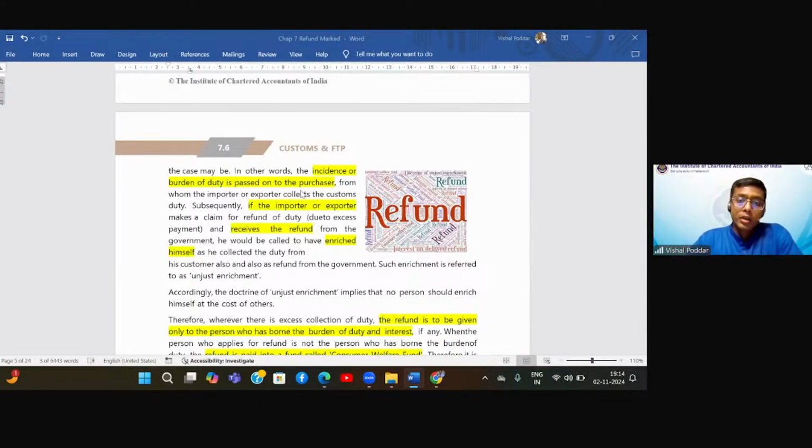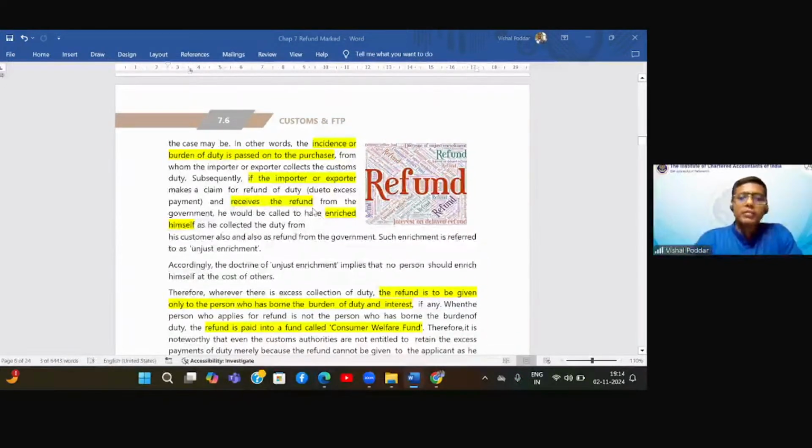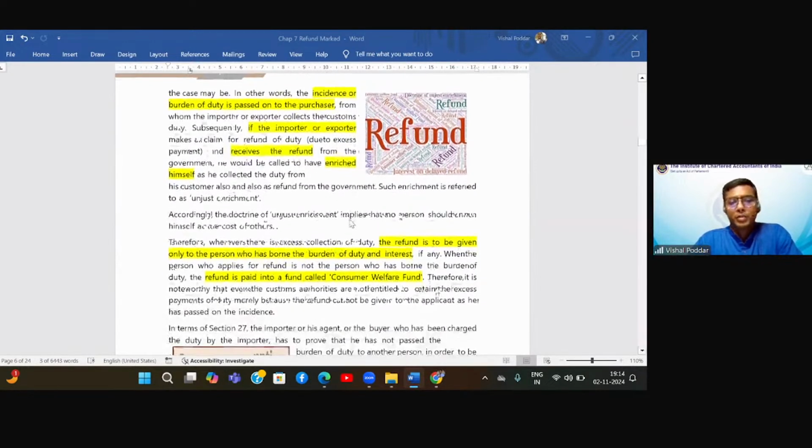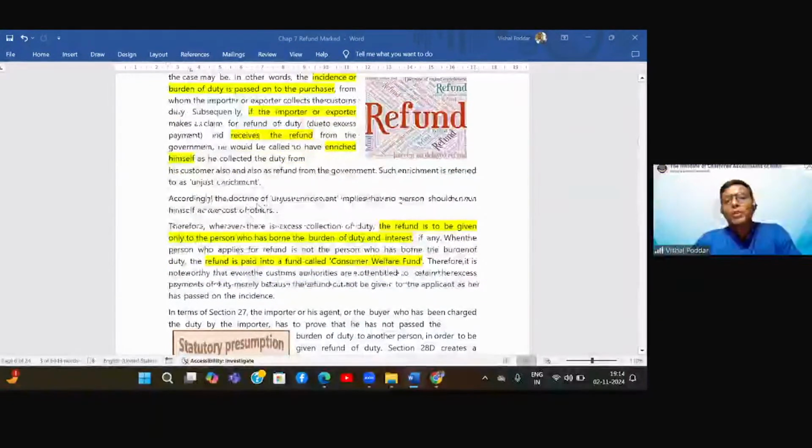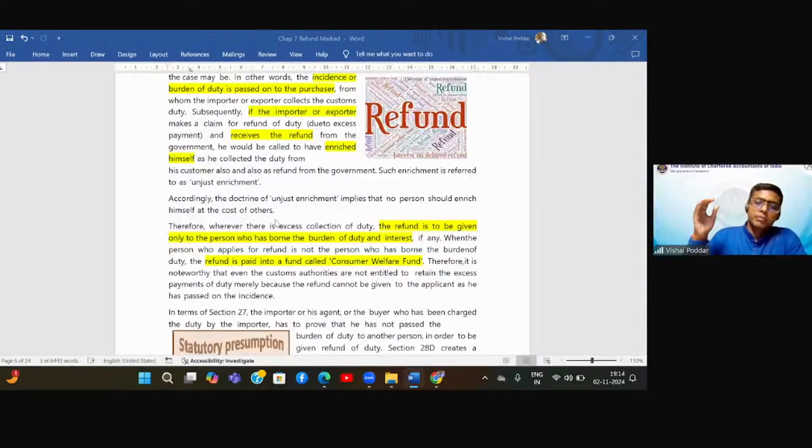Now, in this particular case, if the importer exporter makes the application and if they receive the refund, they will get enriched, which is against the principle of unjust enrichment. And hence, you have this doctrine or principle of unjust enrichment, which simply says that no person should be enriched at the cost of others. So it should not happen that somebody else is paying and you are getting that money, because then it will be unfair, unjust.